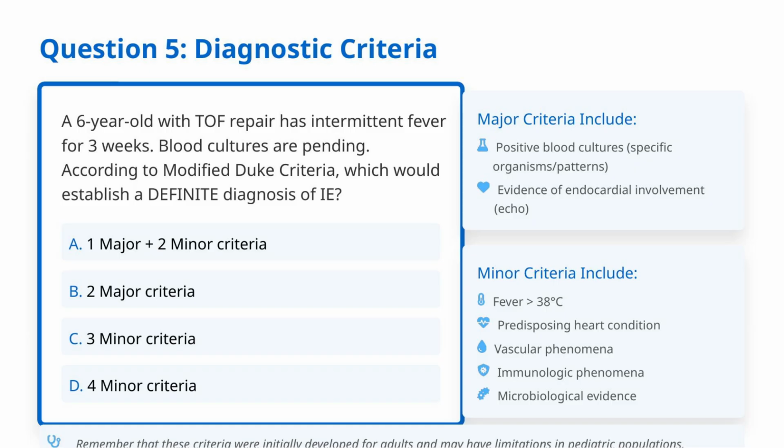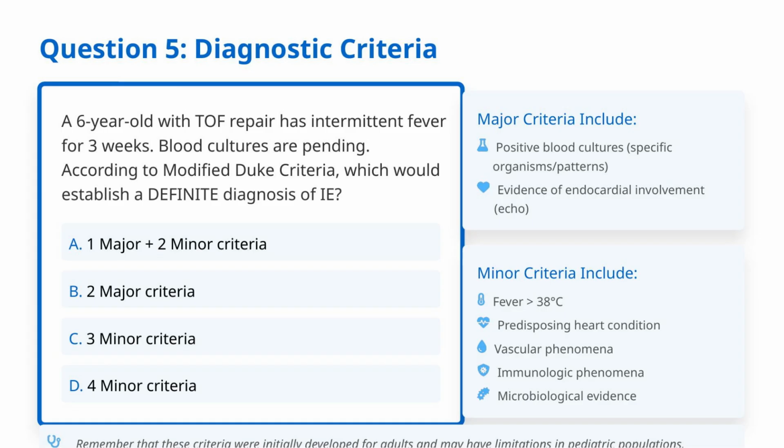Question 5. A 6-year-old with tetralogy of Fallot repair has intermittent fever for 3 weeks. Blood cultures are pending. According to modified Duke criteria, which would establish a definite diagnosis of infective endocarditis? The options are A. 1 major plus 2 minor criteria, B. 2 major criteria, C. 3 minor criteria, or D. 4 minor criteria.